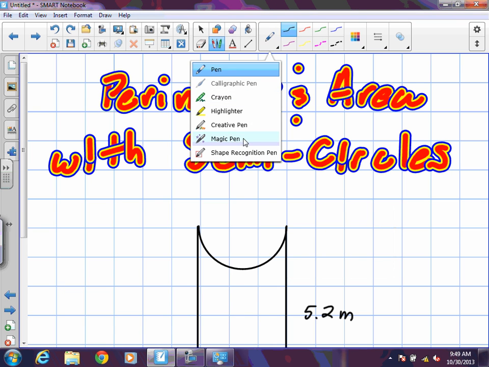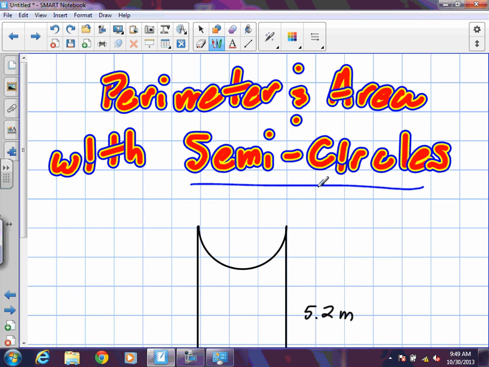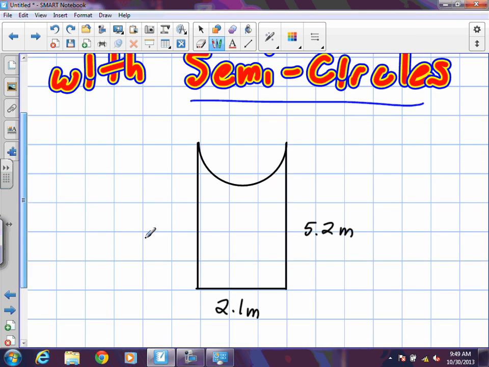We're going to go through perimeter and area with semicircles. Okay? So I have this object here. And I guess the first thing we'll look at is the perimeter of the object. The perimeter is the outlining border of it.